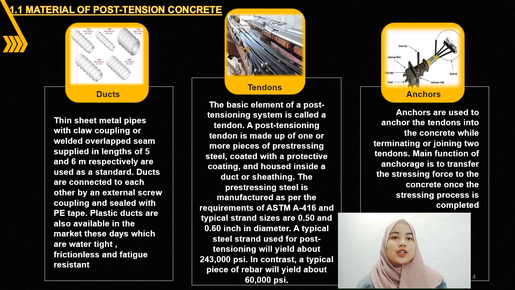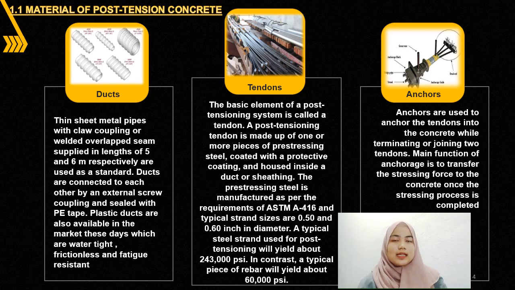Material of post-tension concrete. The important materials are three: a duct, tendon, and anchor. For the duct, thin sheet metal pipes with welded overlap seams, supplied in lengths of 5 and 6 meters respectively, are used as standards. Ducts are connected to each other by an external screw coupling and sealed with PE tape. Plastic ducts are also available in the market these days, which are watertight, frictionless, and fatigue resistant.